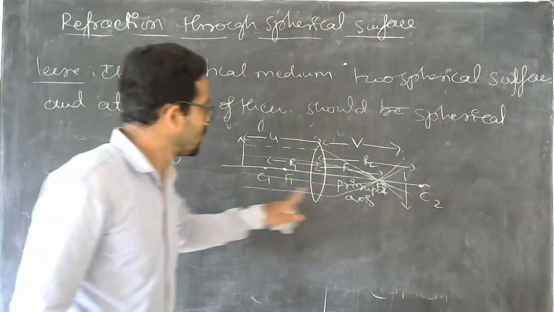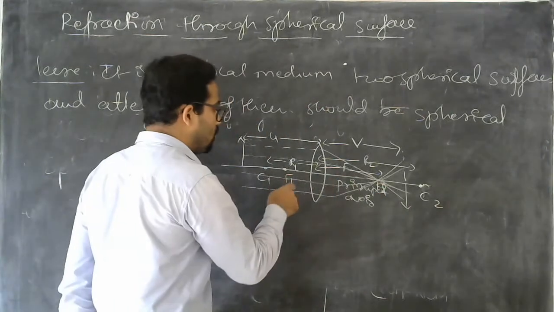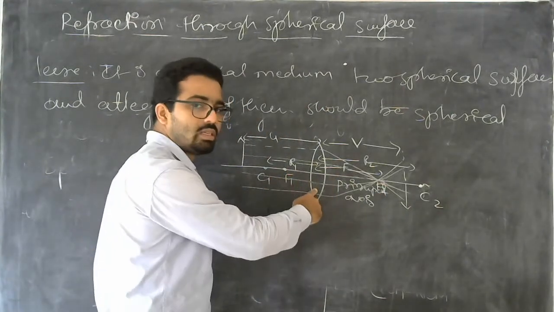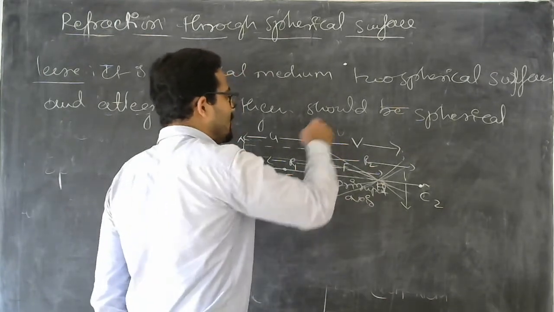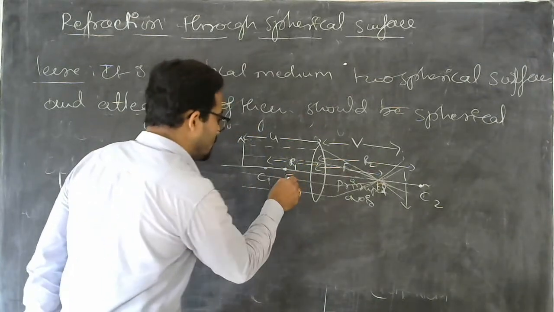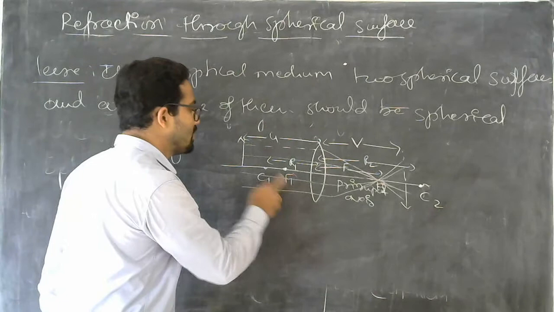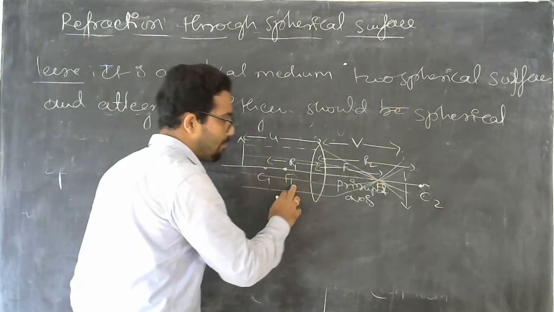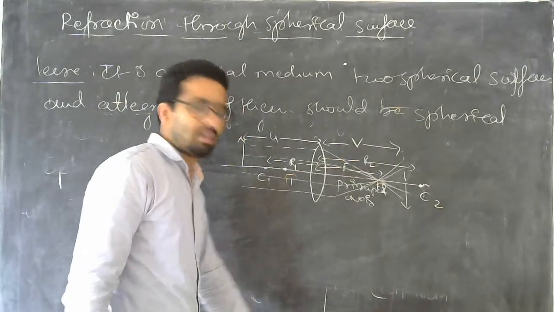This has two focus points. One focus is this one, F2. Another focus is this one. Since it contains two spherical surfaces, this is one surface. This is the other surface. And this is F1. This is F2. Since this is on the side of C1, it's called F1. Since F2 is on the side of C2, it's called F2.